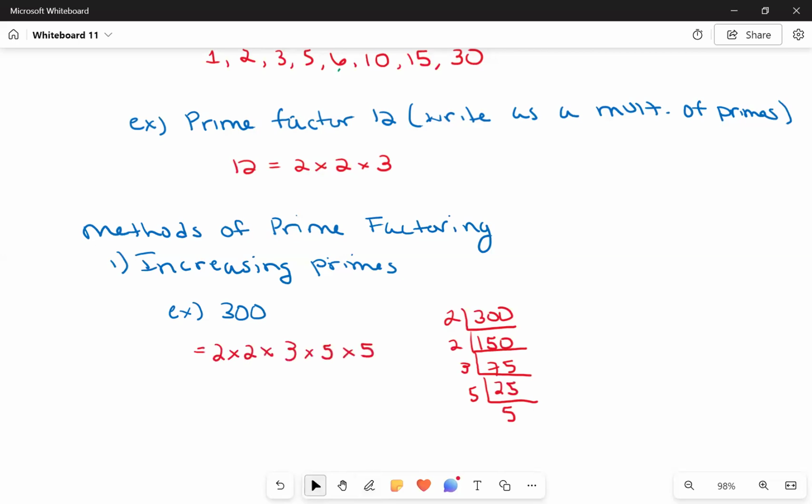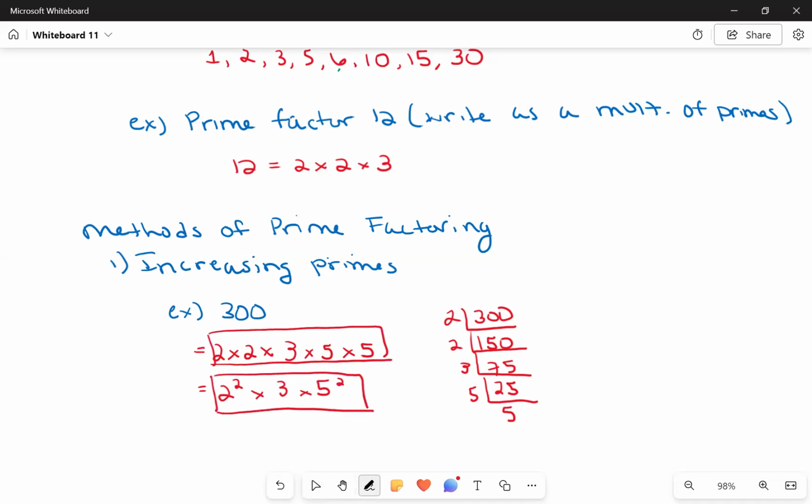And if you want to write it shorthand using exponents, because there's 2 2's, you could write 2 squared times 3. And since there's 2 5's, you would write 5 squared. So either of these are perfectly good for me for prime factoring, whichever form you choose to write it in. So that's the increasing primes method.